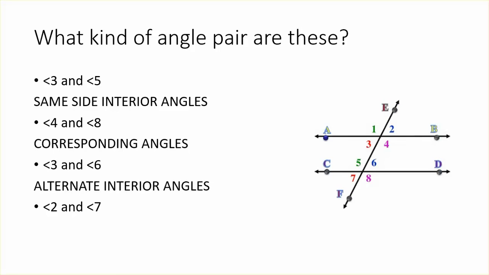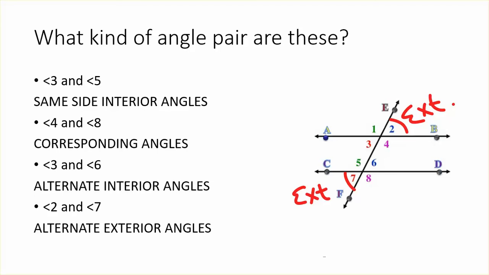And now our final example, angle 2 and angle 7. Angle 2 is an exterior angle. It's above the parallel line, whereas angle 7 is below the parallel line. They're outside of it. So those are both exterior angles. They're on the opposite side. This means that angle 2 and angle 7 are alternate exterior angles.